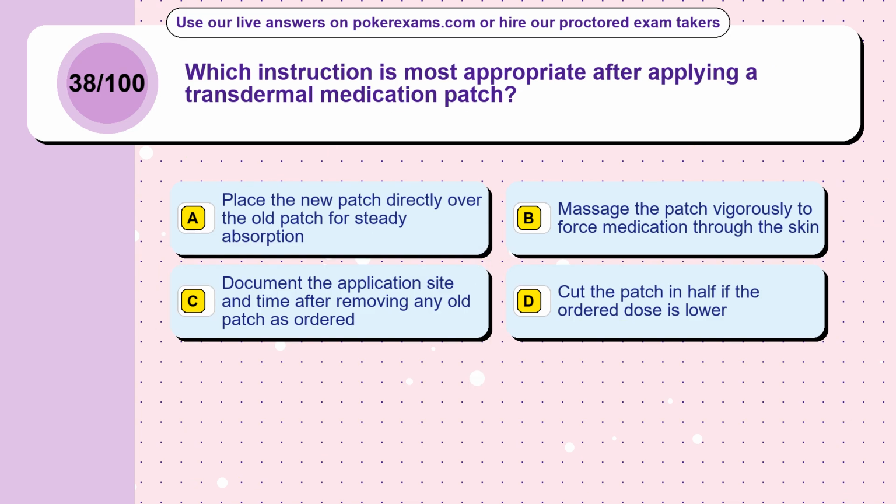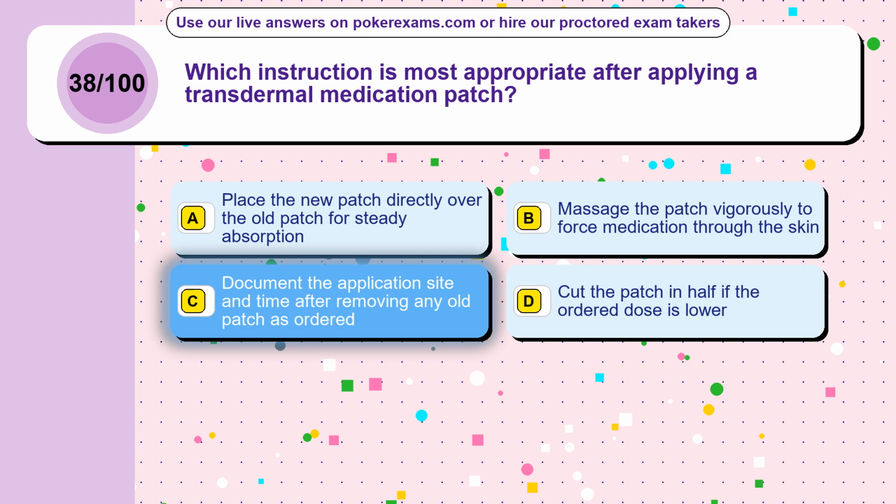Question 38. Which instruction is most appropriate after applying a transdermal medication patch? Option A, place the new patch directly over the old patch for steady absorption. Option B, massage the patch vigorously to force medication through the skin. Option C, document the application site and time after removing any old patches ordered. Option D, cut the patch in half if the ordered dose is lower.